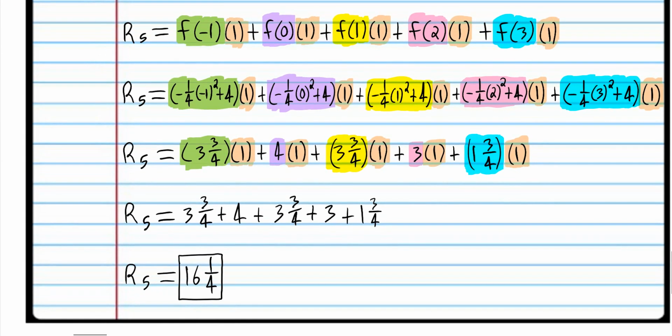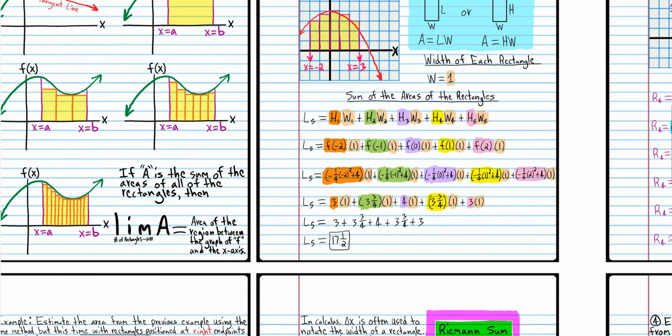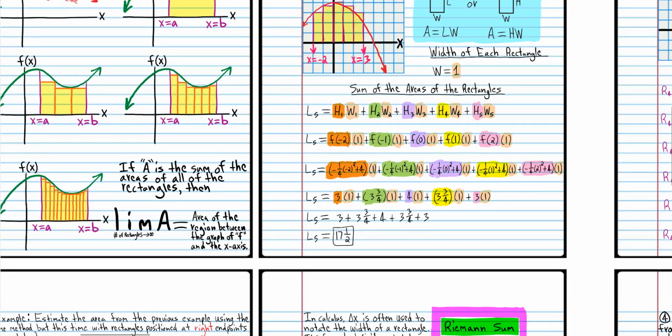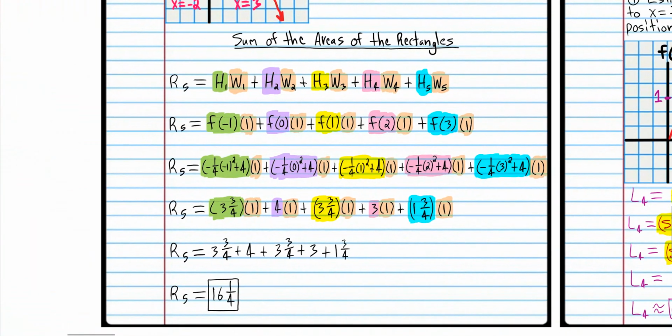So we add our numbers and we get 16 and 1/4. So 16 and 1/4 is close to what we got in the previous problem. We got 17 and a half, if I remember correctly. Yeah, we got 17 and a half if we use left endpoints. And if we use right endpoints, we get 16 and 1/4.